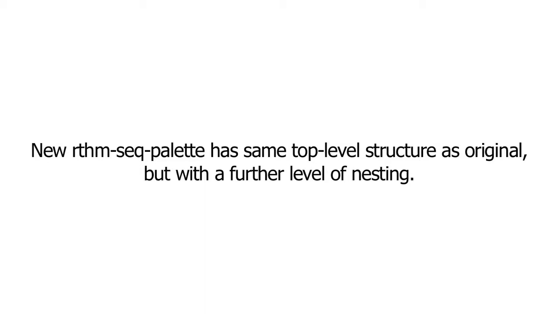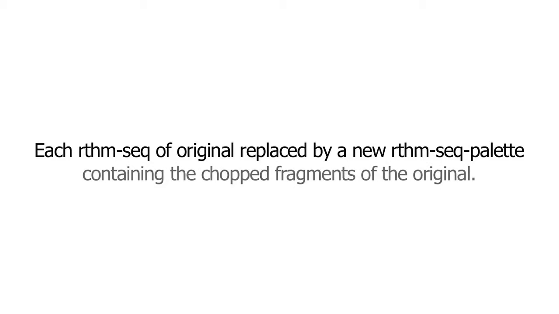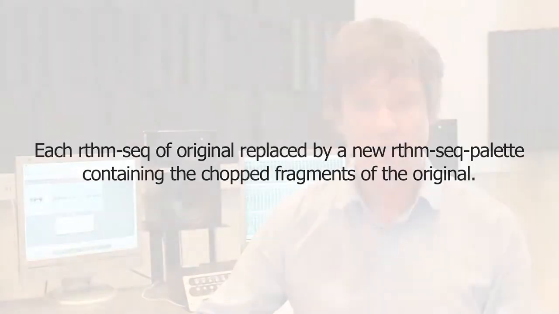There's a chop method for the classes rhythm-seek bar, rhythm-seek, and rhythm-seek palette, but generally most users will only need to use the rhythm-seek palette method. This generates a new rhythm-seek palette object from the existing one, and the new rhythm-seek palette has the same top-level structure as the original, but with a further level of nesting, where each rhythm sequence of the original is replaced by a new rhythm sequence palette containing the chops of the original. So each nested rhythm-seek palette consists of rhythm sequences with fragment bars produced by the chop method.